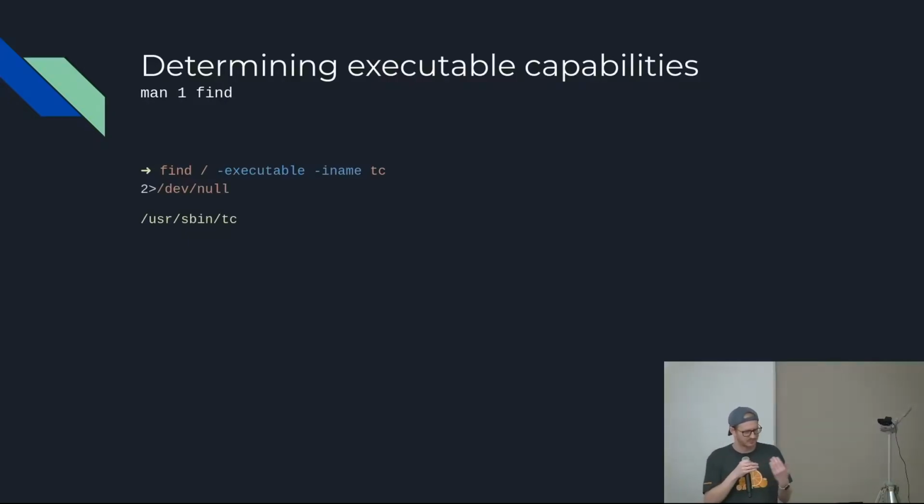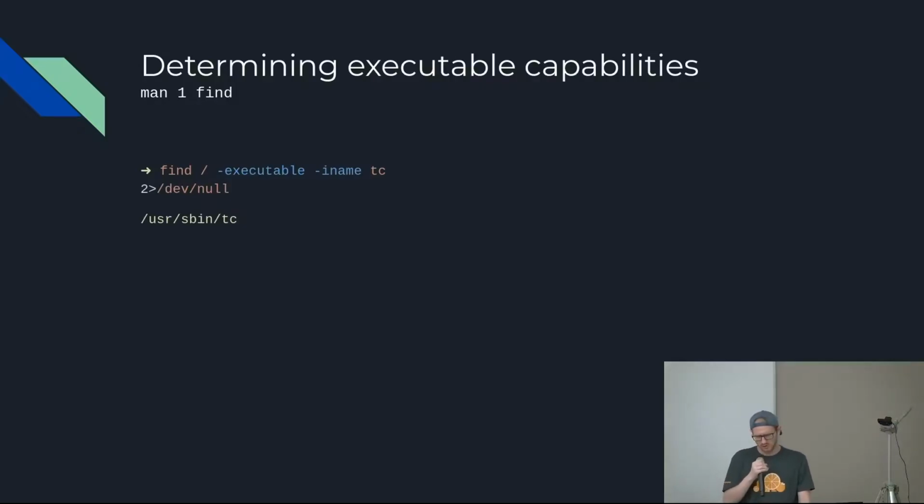So I run the find command here to first figure out where this is. The -executable flag, as the name implies, just means I'm going to search my entire root directory for any executable with a case-insensitive name of tc, and anything that's permission denied, throw it out the door, and we get this result right here where we have /usr/sbin/tc.